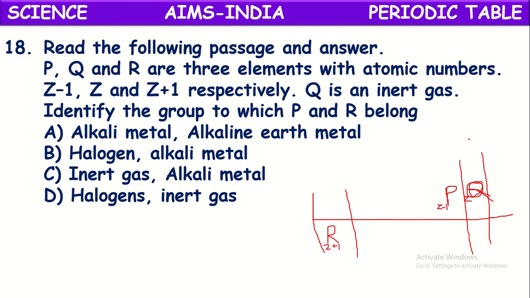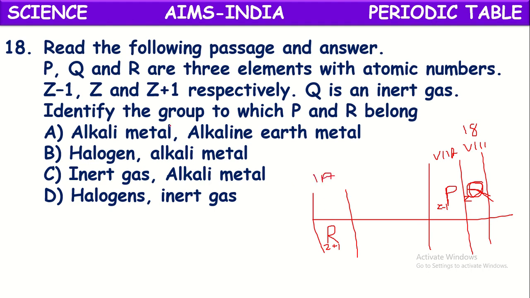So Q is a noble gas, which is in the 8th A group or 18th column, we can say. And P is just before that Q. So we can say this is 7th A group. 7th A group elements are called halogens. So P is a halogen, and R is just after Q, so it will be in the next period, alkali metals group. R is a 1A group element, or alkali metal.